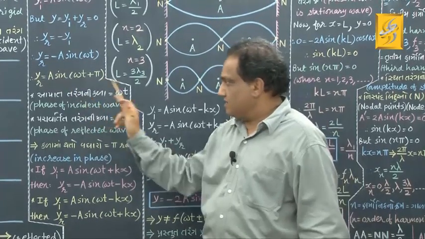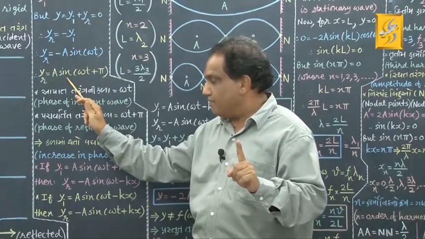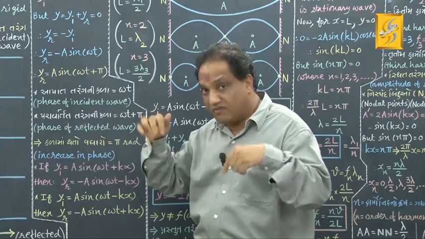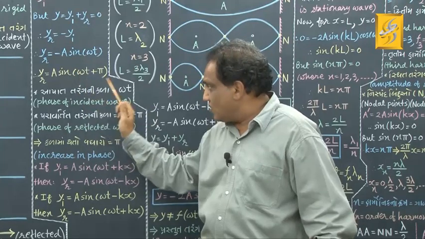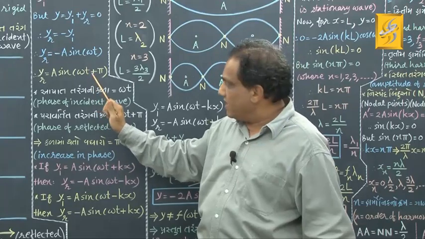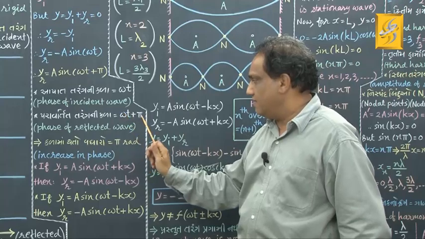Now tell me from here. In the equation of displacement, the bracketed part with a periodic function in terms of time will give you the phase of the wave. So the phase of the reflected wave at time t is how much? Omega t plus pi. Here it is: omega t plus pi.